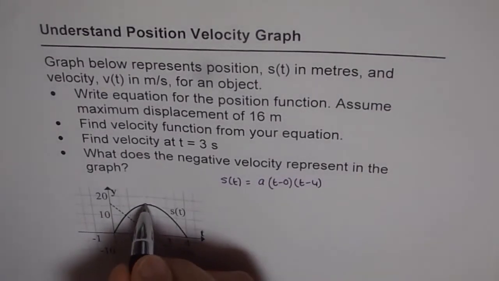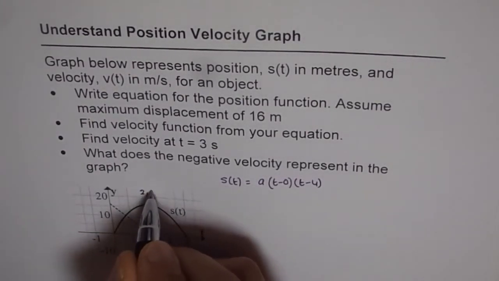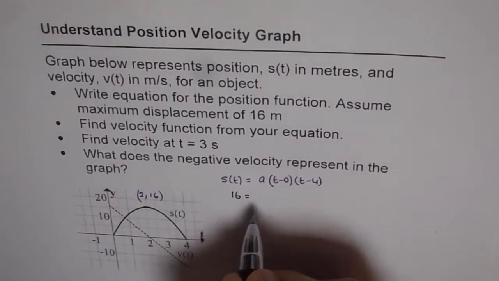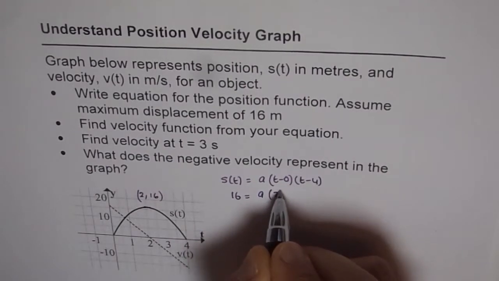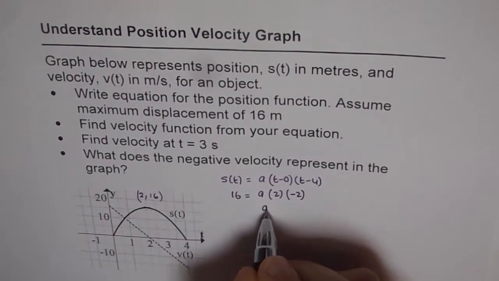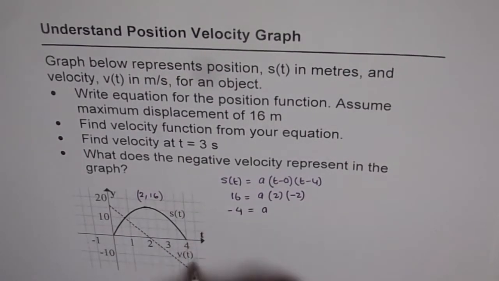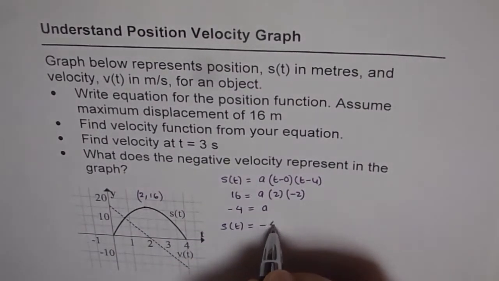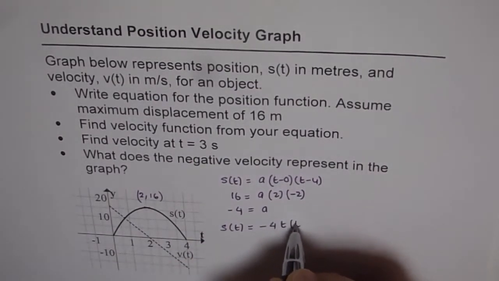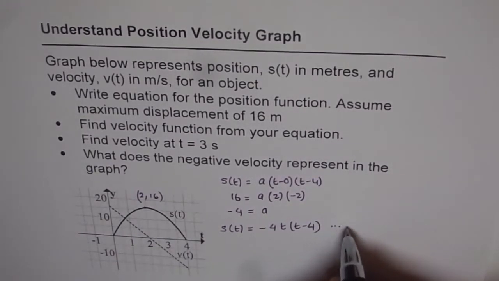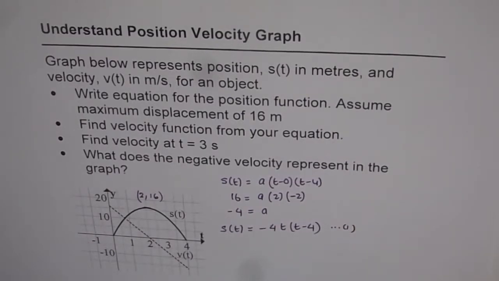And now since we know this point, and that is at 2 we have 16, right? So we'll find what a is. So it is 16 equals a times 2 times, with 2 minus 4 is minus 2. And from here we get a equals minus 4. And since a is minus 4, we get s of t equals minus 4t times t minus 4. So that is our equation, and let's number it. So this is equation number 1 for us. So we have found the equation for displacement, right?